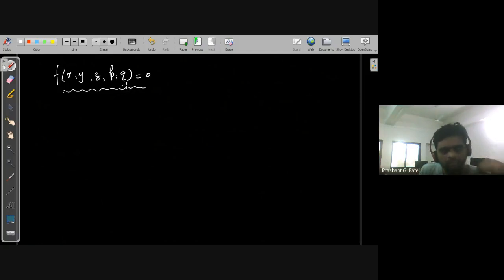That means finding the complete integral of a first order PDE in two independent variables. So these are the two independent variables here. And we know that the value of p is del z by del x and the value of q is del z by del y.